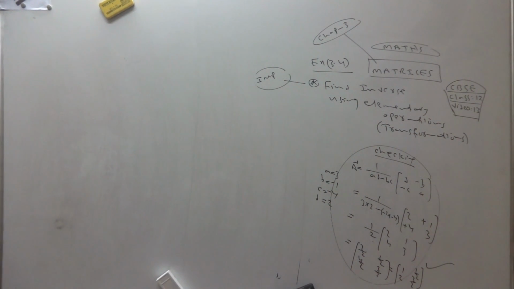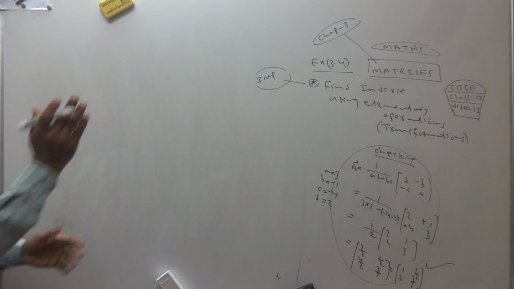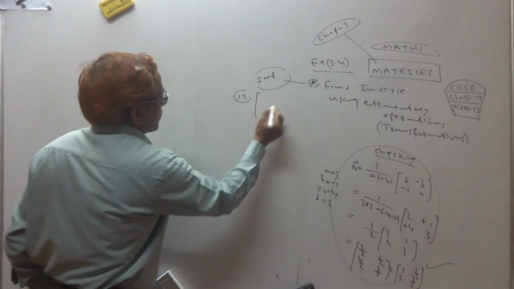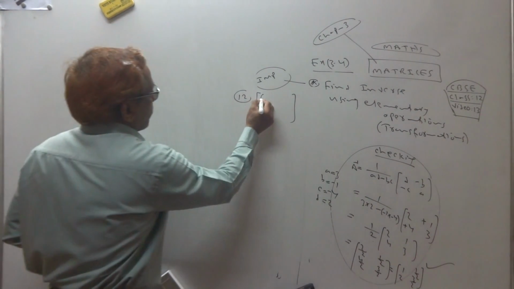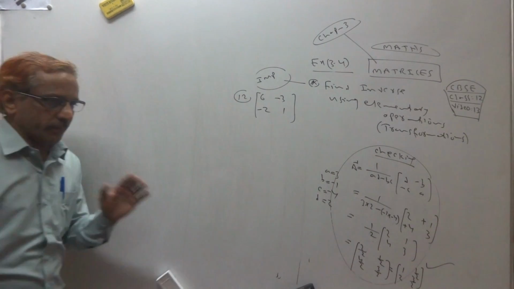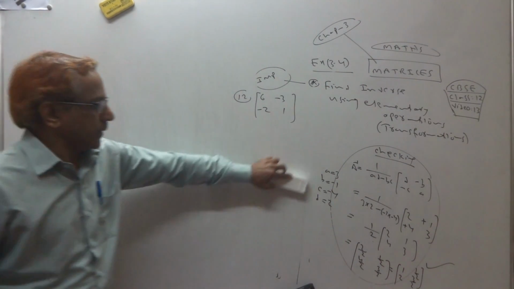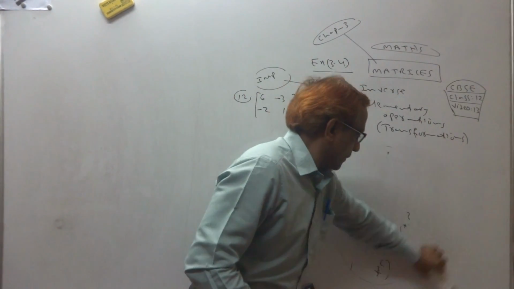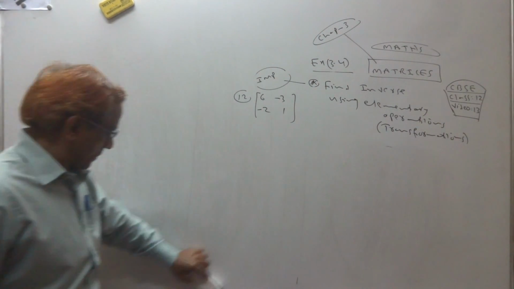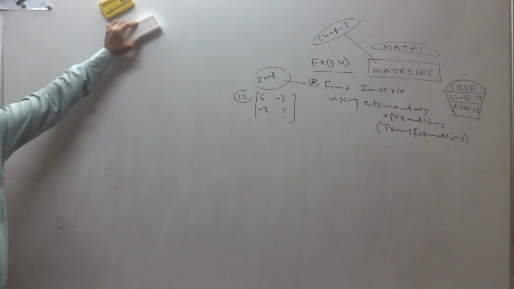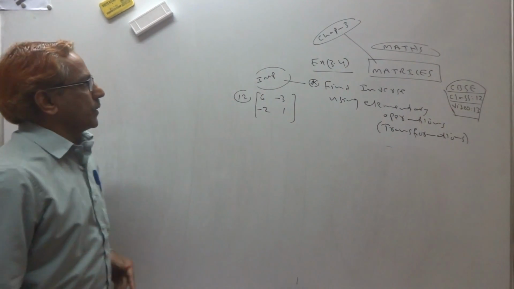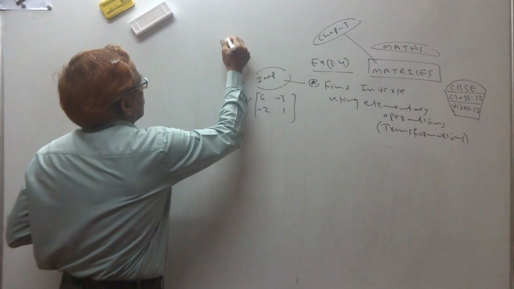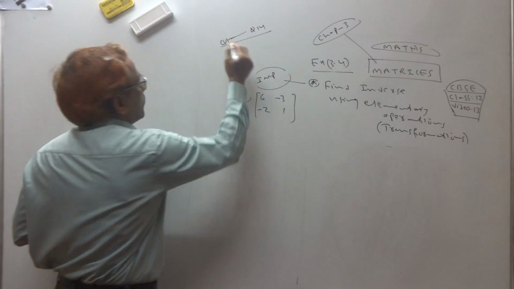Yes. Now see, 12th question. I am doing one more question. 12th: 6 minus 3, minus 2 1. This is question number 12. So how to find inverse of a 2 by 2 matrix? All these cases, question 1 to question 14, are all 2 by 2 cases.